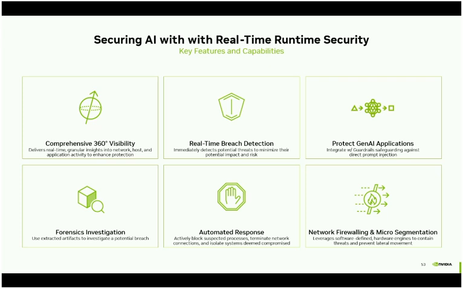And to summarize, we provide a comprehensive 360 visibility, network security, host level security with the memories, with the application. We are able to protect against Gen AI specific or agentic AI risk. We have real-time breach detection. We can do micro-segmentation and network firewalling. And if there is an attack, we can respond automatically and provide forensic investigation data.